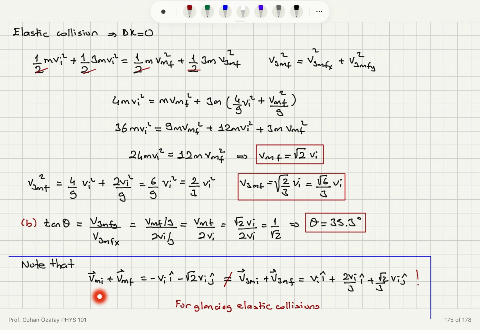Finally, I noted that the total velocity vector of the particle with mass m was not equal to the total velocity vector of the particle with mass 3m, as it would be for a head-on elastic collision.